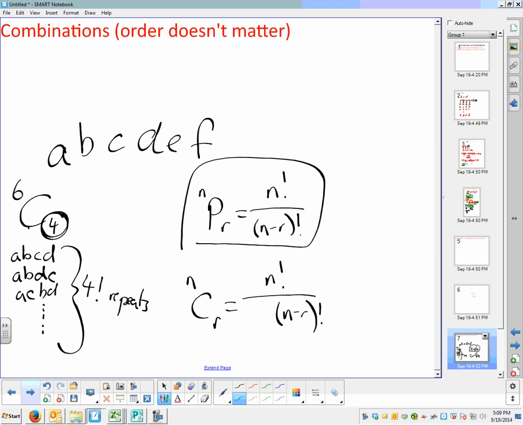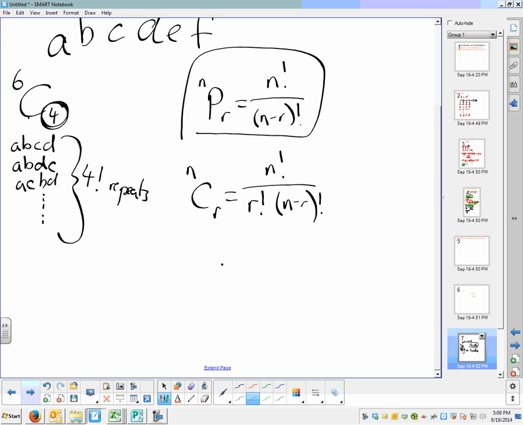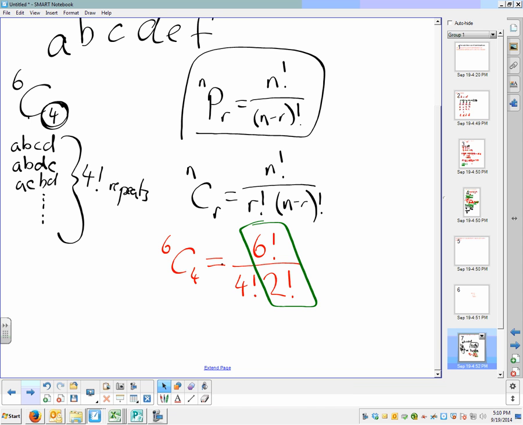So the combinations formula is not n factorial over n minus r factorial, it's n factorial over r factorial times n minus r factorial. Let's do a quick example. If I'm doing 6 letters, choosing 4, how many ways are there to do that? 6 choose 4 is equal to 6 factorial over 4 factorial times 2 factorial. This bit is our permutations formula, and this bit is every repeat of the same combination that we're not counting. So all these repeats here.